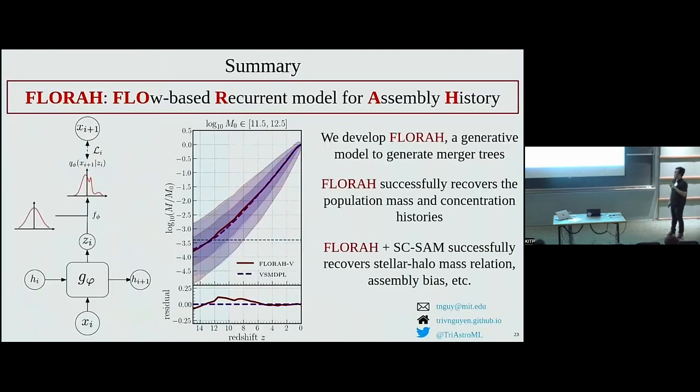All right, so I'll put a summary slide here. If there is anything I want you to remember from this talk, it is FLORAH, flow-based recurrent models for assembly history. We developed this generative model, which generates the main progenitor branch of merger trees, and we show that it successfully recovers the population mass and concentration history. And if you add the trees to the Santa Cruz SAM, it also successfully recovers things such as the stellar mass relation and assembly bias. My contact information is here, and I will take any questions.